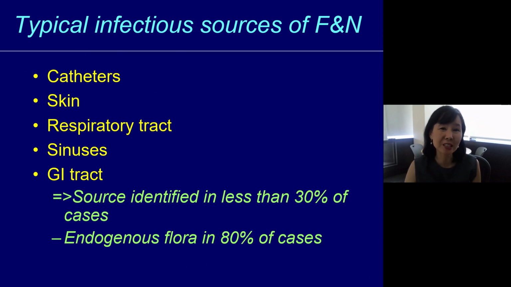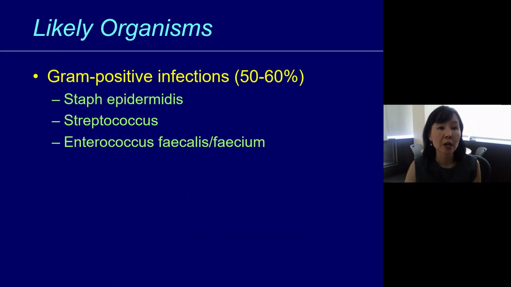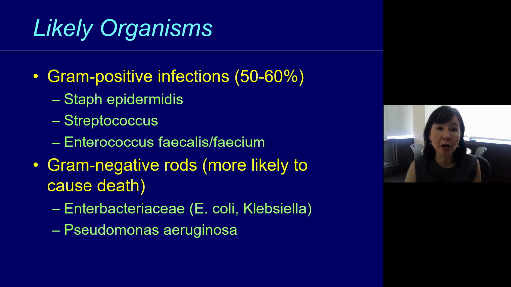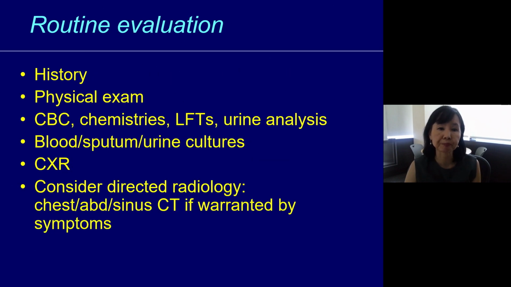However, the source is identified in less than 30% of the cases, and when it is identified, it's often endogenous flora. So in 80% of the cases in which it's identified, it's endogenous flora. The most likely organisms are gram-positive infections, about 50 to 60% of the identified ones. But gram-negative rods are the ones more likely to cause death, most commonly Enterobacter and Pseudomonas.